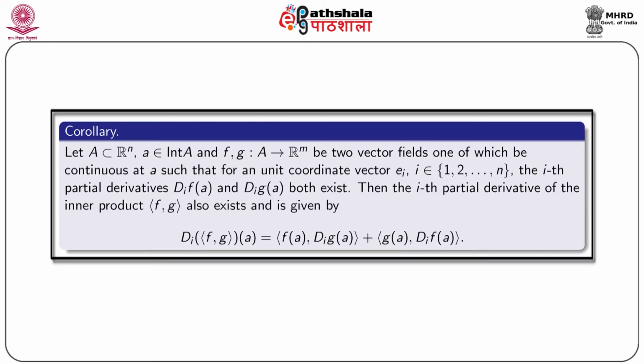Now, one corollary here. Let A be a subset of Rn, a is an interior point of the set A, and f and g are two vector fields defined on the set A whose codomain is Rm. We further assume that one of f and g is continuous at the point a and such that for a unit coordinate vector ei, i runs from 1 to n, the ith partial derivatives Dif(a) and Dig(a) both exist. Then the ith partial derivative of the inner product <f, g> also exists, and further it is given by Di<f, g> at a equals the inner product of f(a) with Dig(a) added with the inner product of g(a) with Dif(a).